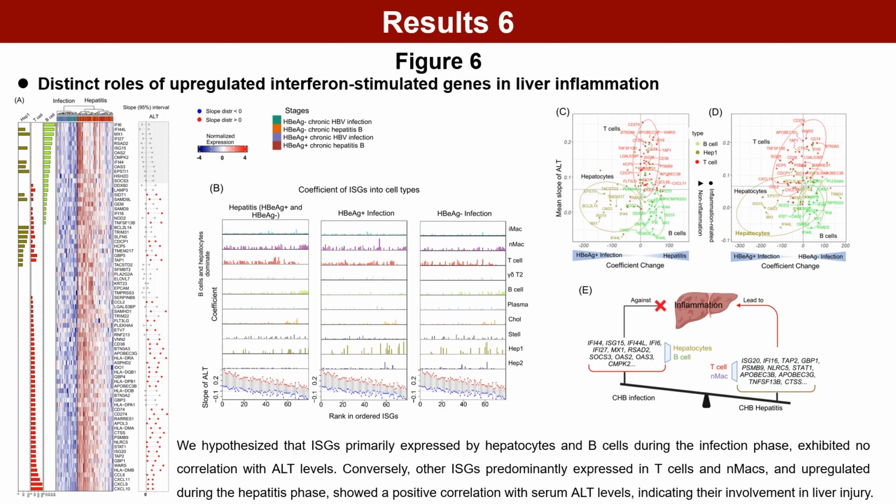Result 6. There were 79 ISGs upregulated in hepatitis patients in Figure 6a. We determined the beta values for these ISGs across different clinical phases in Figure 6b. Changes in beta values for these ISGs in different phases were shown in Figure 6c and 6d. The Bayesian model revealed a strong ALT-positive correlation with ISGs contributed by T cells and macrophages were involved in liver injury. Conversely, most ISGs expressed by B lymphocytes and hepatocytes showed no correlation with ALT levels. Hence, we inferred that these ISGs do not play a role in liver inflammation.